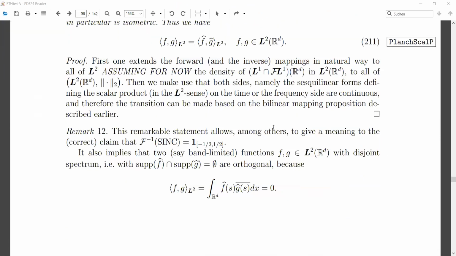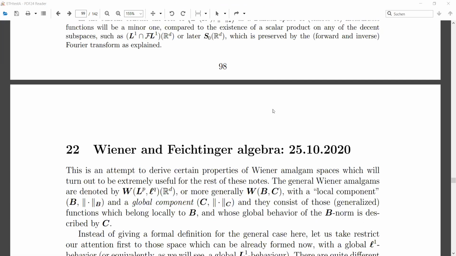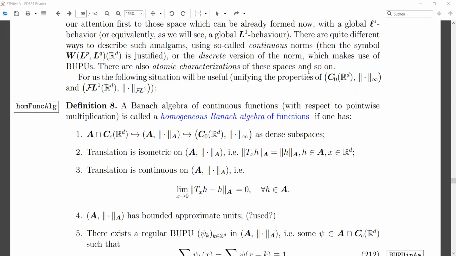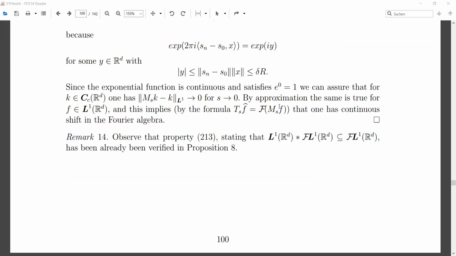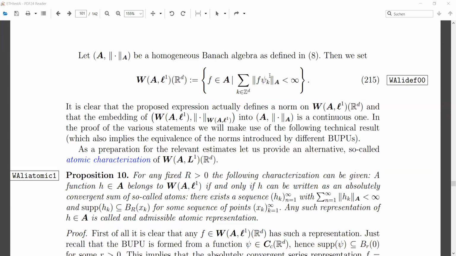Now, I was already referring to the Closure Theorem and want to recall a little bit the notation about these two algebras, which are quite important and which are obtained by localization. If you give me a nice algebra, and so far we have only two of them, C0, continuous functions with compact support, could be the A with the sup norm, or you take the Fourier algebra, then you get a space which I call the Wiener amalgam space with local component A and global behavior L1. That just means summability. What are you doing? You're taking a partition of unity which is bounded in A.